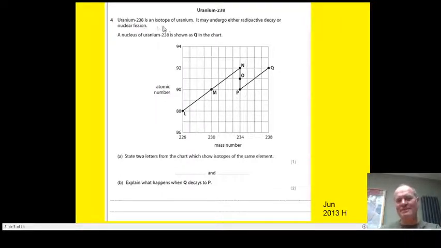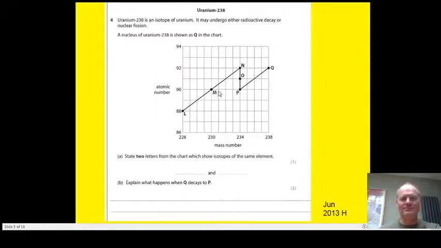It says uranium is an isotope of uranium, uranium-238. It may undergo either radioactive decay or fission. We'll come to that at another time. The nucleus of uranium-238 is shown as Q in the chart. So there's uranium-238 at Q. We should know that its mass number, because it's U-238, is 238, and the atomic number of uranium, on the y-axis, is 92. So we'd represent that as U, 92, and 238, as we did previously.